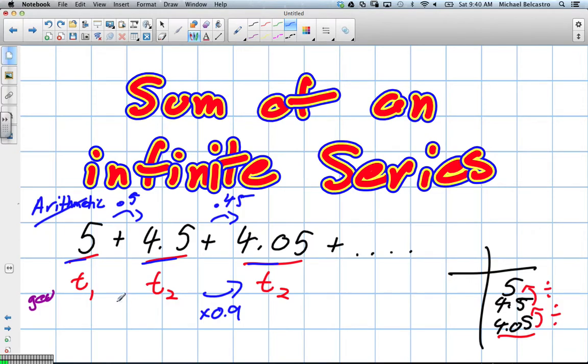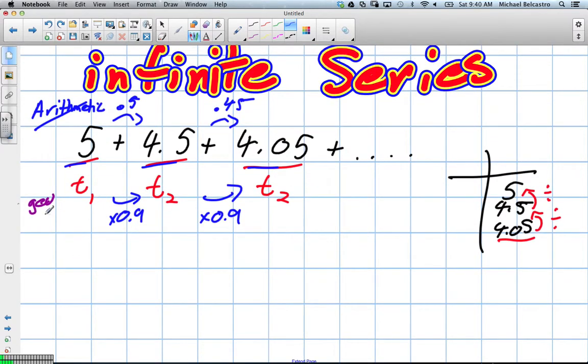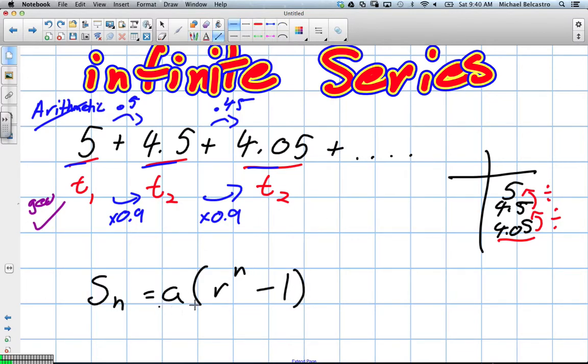So though they haven't given us a lot of information, it looks like the sequence is going down by a factor of 0.9 every time. That means we do have a geometric series. And the sum of a geometric series is written as S_n equals A, which is our first term, multiplied by R, which is our growth or decay rate, to the power of n, being the last term, subtract 1, all divided by the growth or decay rate again, subtract 1, R minus 1.